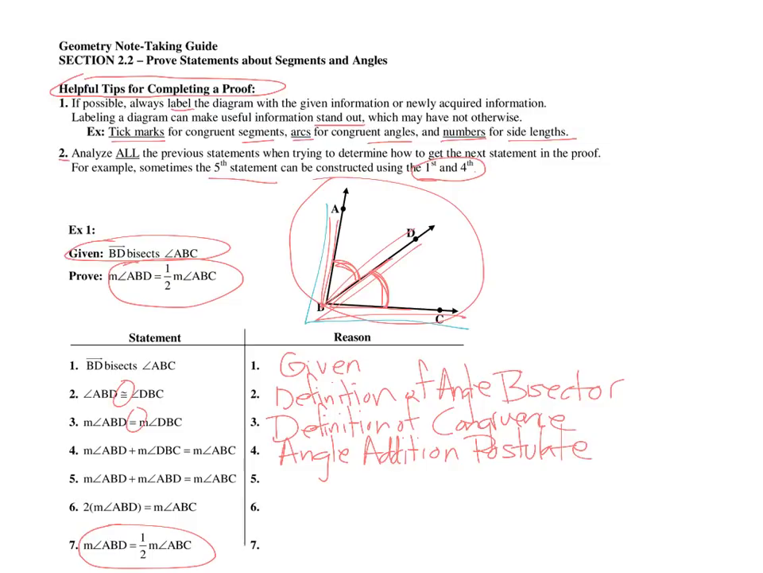For part 5, measurement of angle ABD plus measurement of angle ABD equals the measurement of angle ABC. Where did that come from? Notice that going from here to here, there was a change. DBC turned into ABD. How did that happen? We go back to this piece of information. I know DBC is equal to ABD. So that's why it changed. Essentially, I just used substitution.